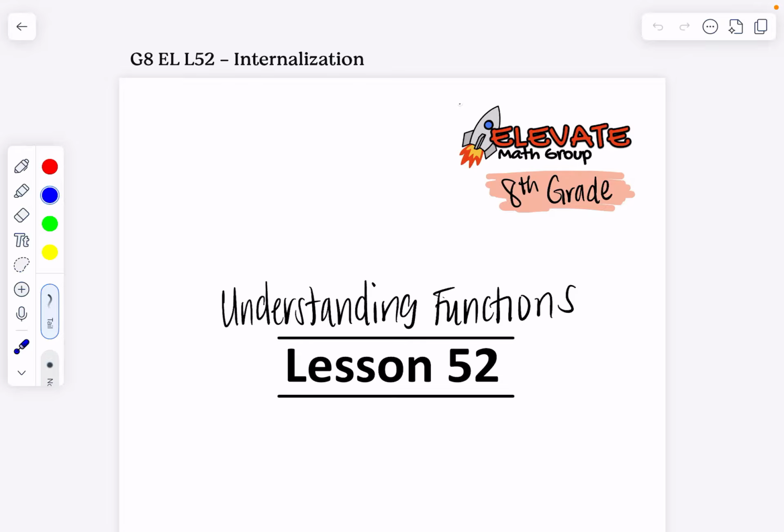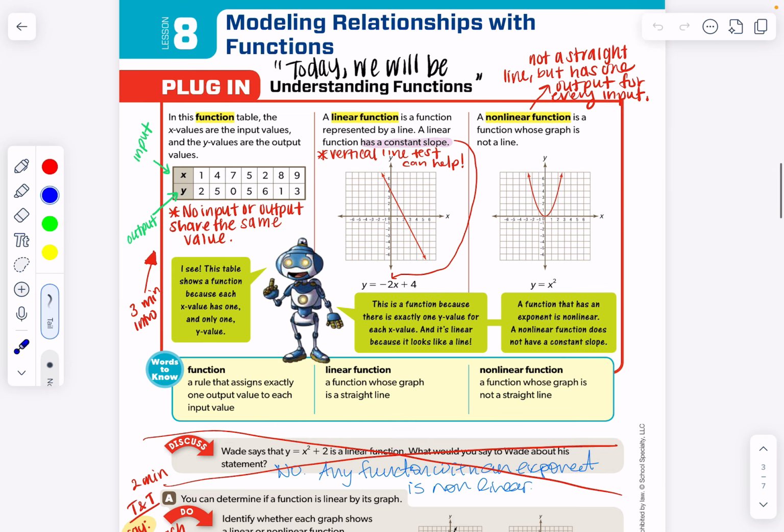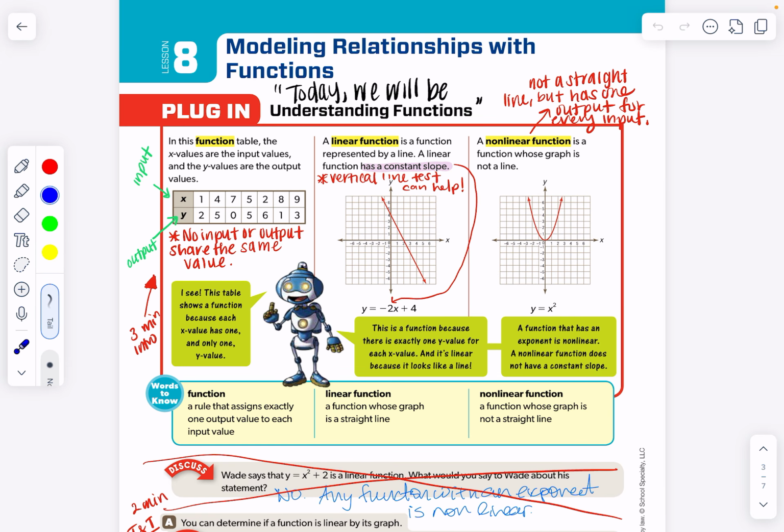Hi everyone, this is 8th grade Elevate, and today we are understanding functions. A function is a rule that assigns exactly one output value to each input value.